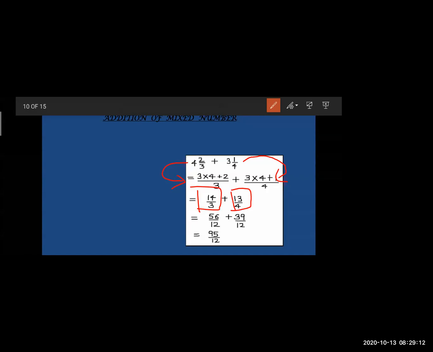Can you tell me here? Can we add these two numbers? 14 upon 3 plus 13 upon 4. Anyone? Can we add this number? Yes, teacher. How we will add, beta? If we will add, how we will add? And if not, why we cannot add?